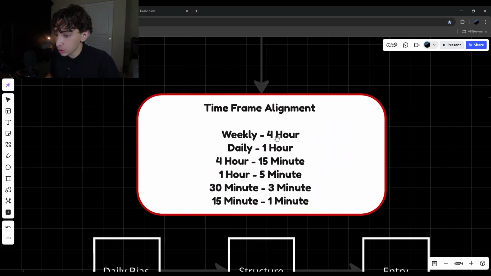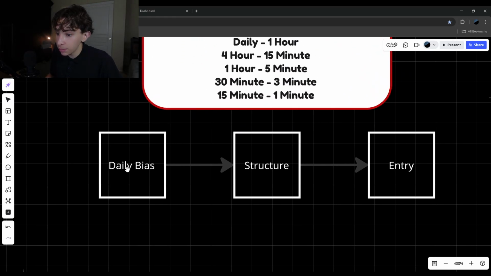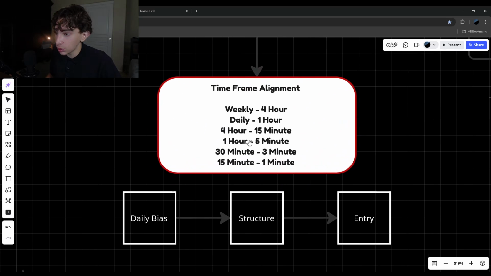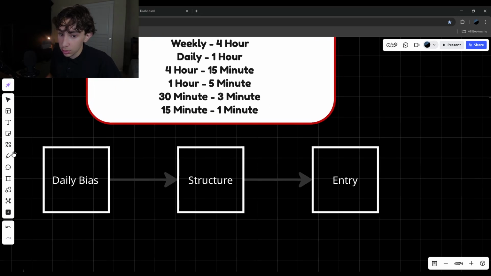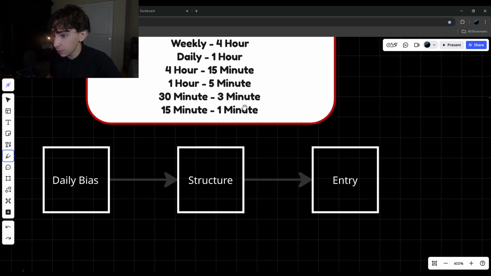Now, let's look at the actual time frame alignment of all my trades. It's a three-step process. I have my daily bias on the biggest time frame, structure on my second biggest time frame, and then my entry on the smallest time frame. So how does it look if it's two-way connected? Let's say my entry is on the 1 minute, then my structure is on the 15 minute, and that means my bias is on the 4 hour. Just like 1 minute is connected to 15 minute, 15 minutes can be connected to 4 hour. It works like this: 1 minute right here, 15 minute right here, and just like these two are connected, 4 hours can be my daily bias. It's as simple as that.